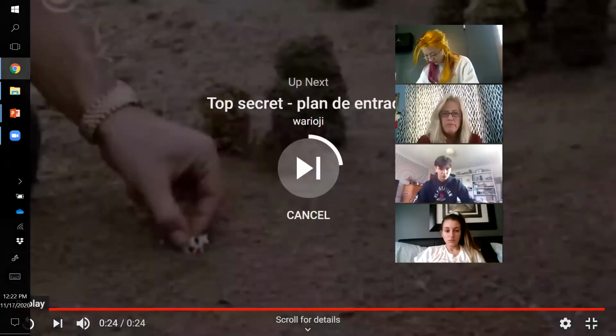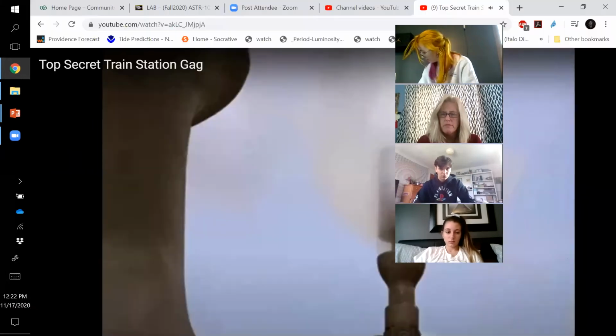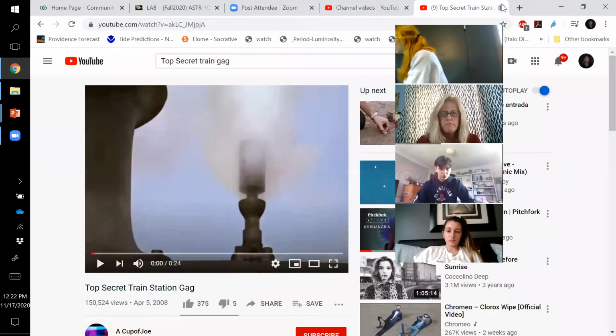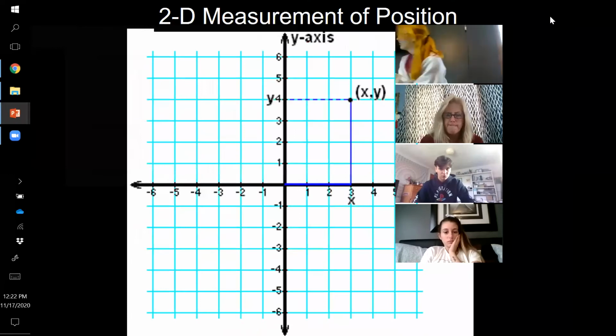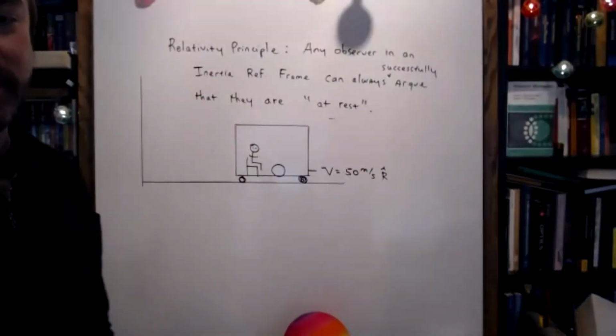Anyways, as you can see, it's a very silly movie, but that is an ingenious clip that I wanted you guys to see so that you'll have that in mind when we talk about inertial reference frames. Any observer who travels at a constant velocity could always be at rest, and motion is relative.